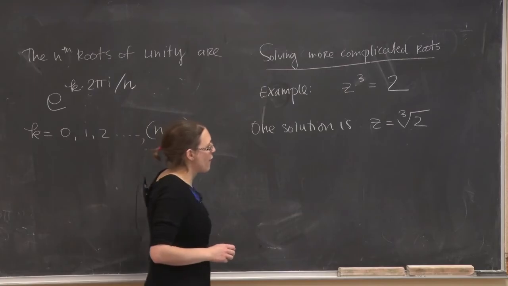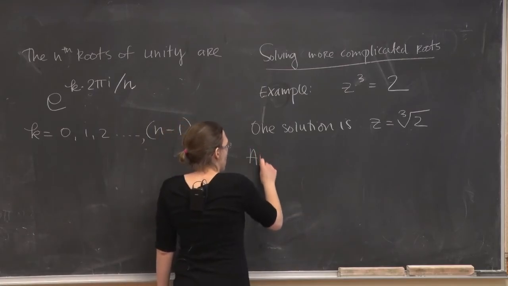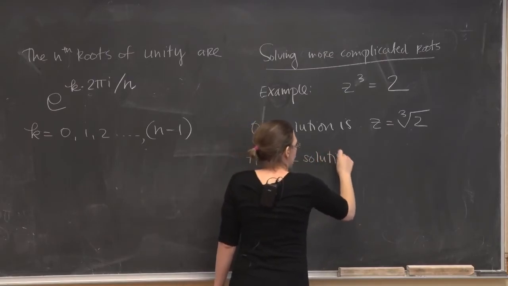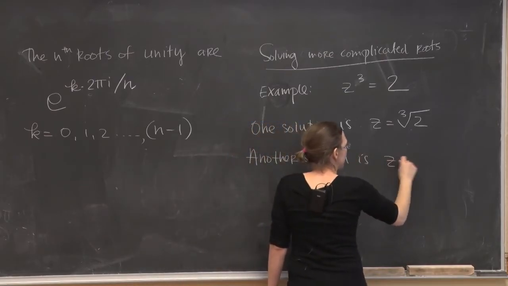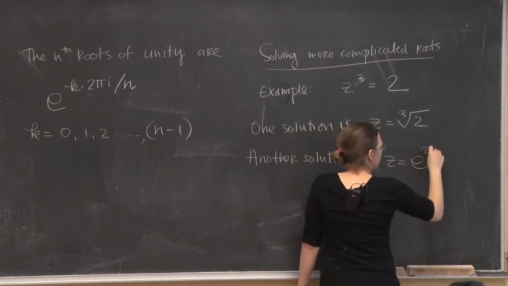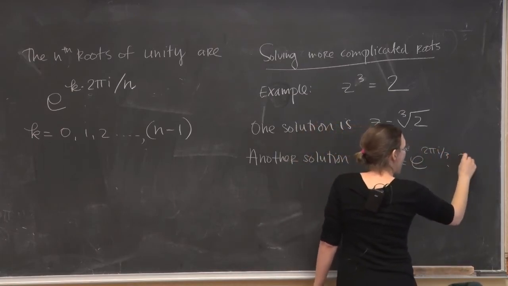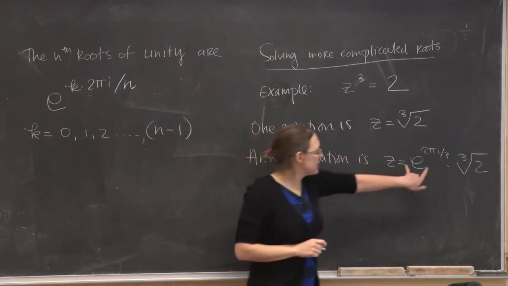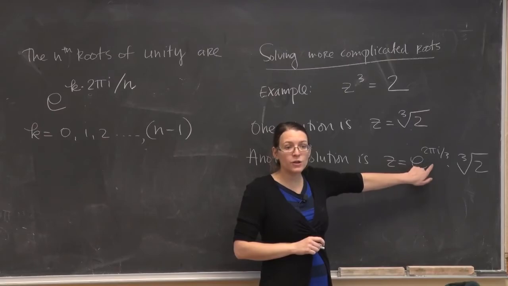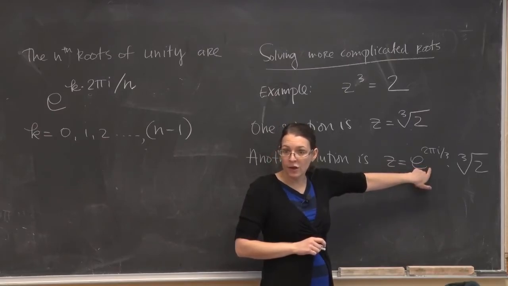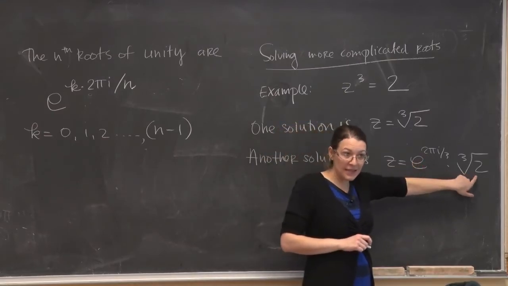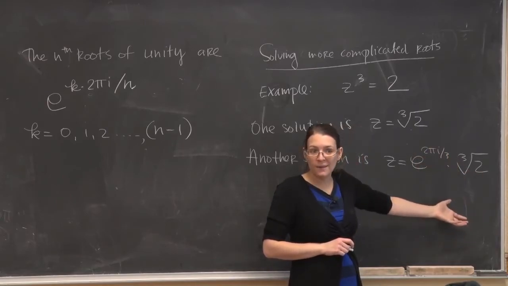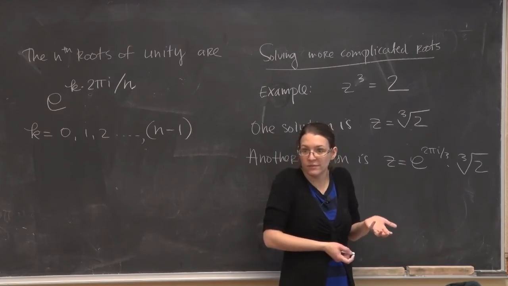So now, if I'm clever, another solution is z equals e to the 2 pi i over 3 times the cube root of 2. So this is a number I just found. When I cube it, I'm going to get 1 times 2, which is 2. So that's another solution, right?